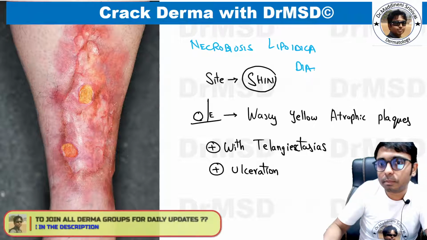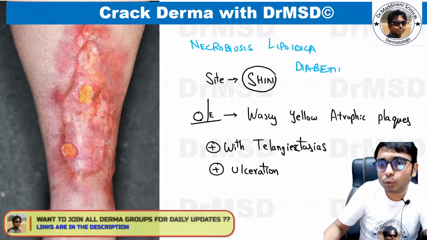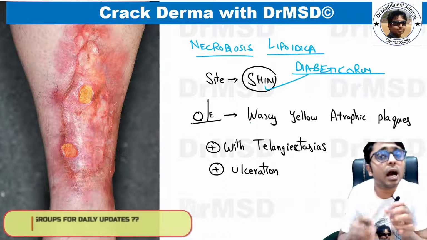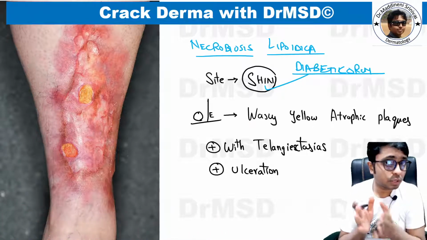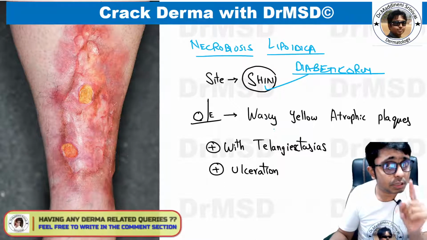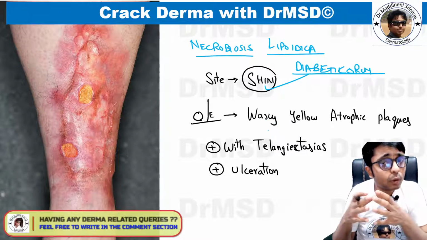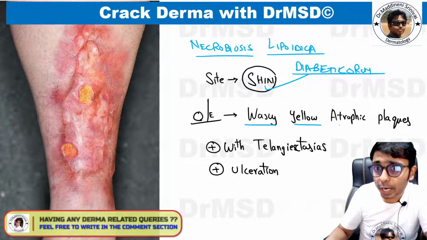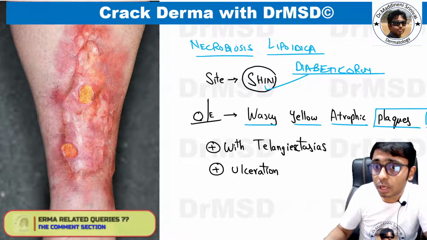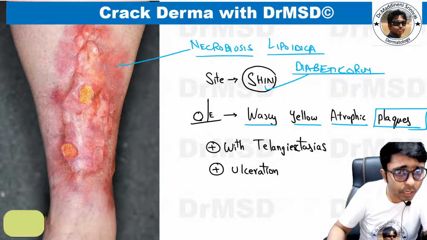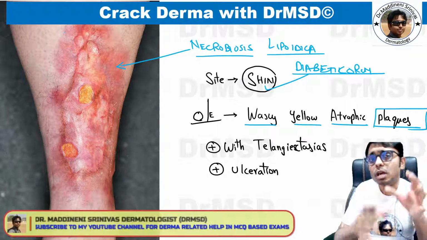Necrobiosis lipoidica diabeticorum. In this, the patients are going to have skin lesions over the shin, that is the anterior part of the leg, and how these lesions appear is also very important. Initially there may be some papular lesions, but those papular lesions are going to progress and form waxy yellow atrophic plaques, that is, they are going to increase in size.